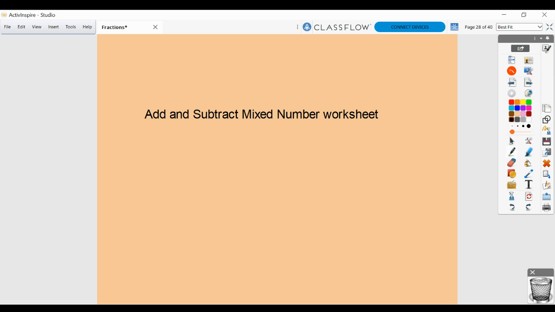Okay, so tonight's homework would be the adding and subtracting mixed number worksheet.